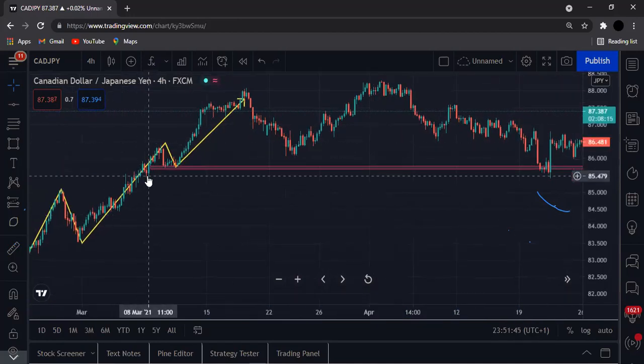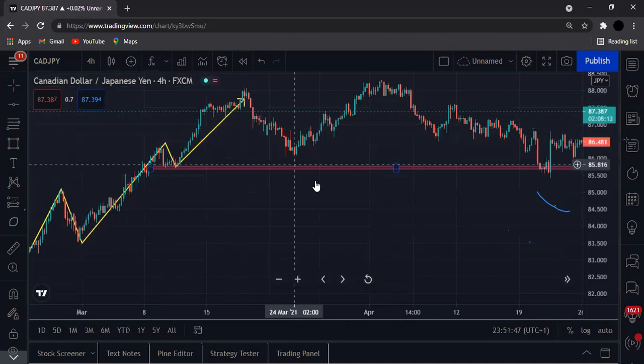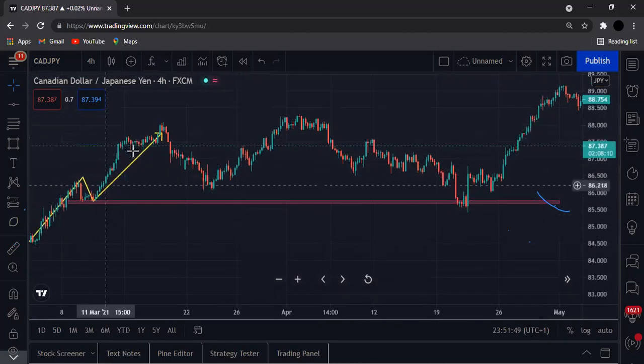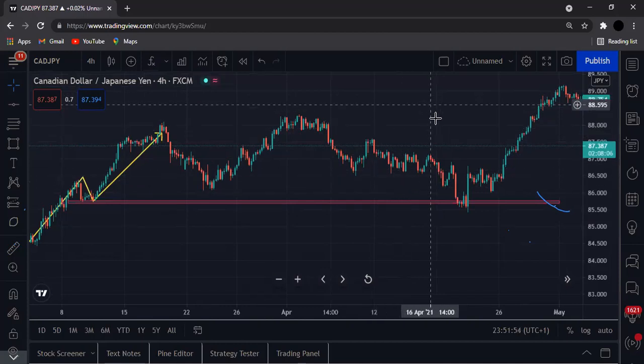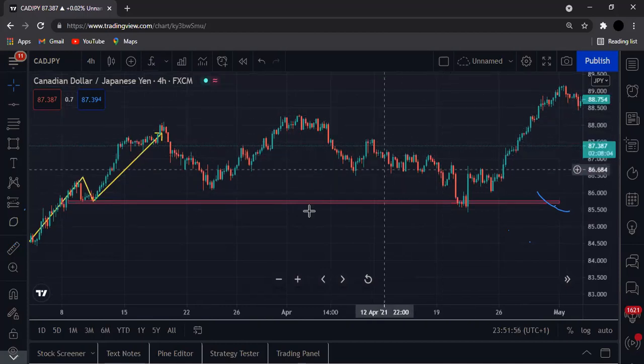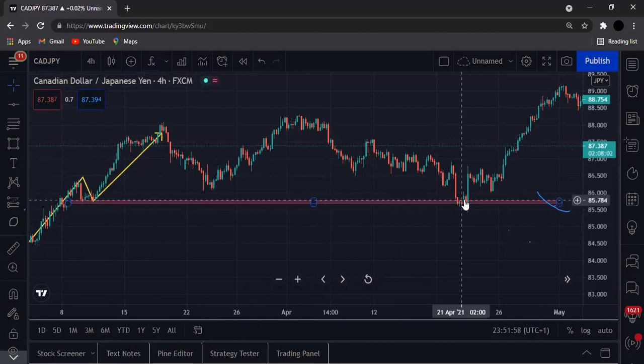You can see this is the last valid low. So at this point now, I can say the market was ranging because it was just making highs and lows. Then when it got to that region, it tried breaking it, but it could not.